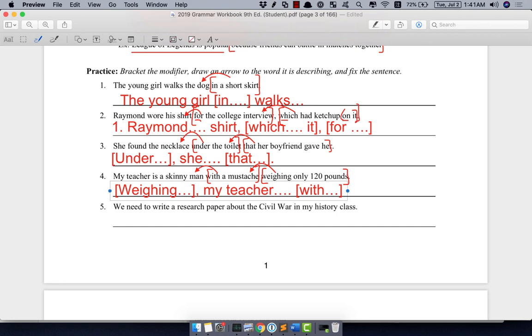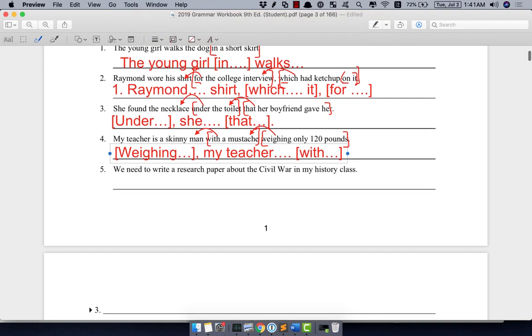Lastly, number five: we need to write a research paper about the Civil War in my history class. So start with bracketing the modifiers. You can think of "to" as a modifier, that's fine. To write a research paper. And then there is another one, "about" here. About is a preposition: about the Civil War. And then "in my history class."